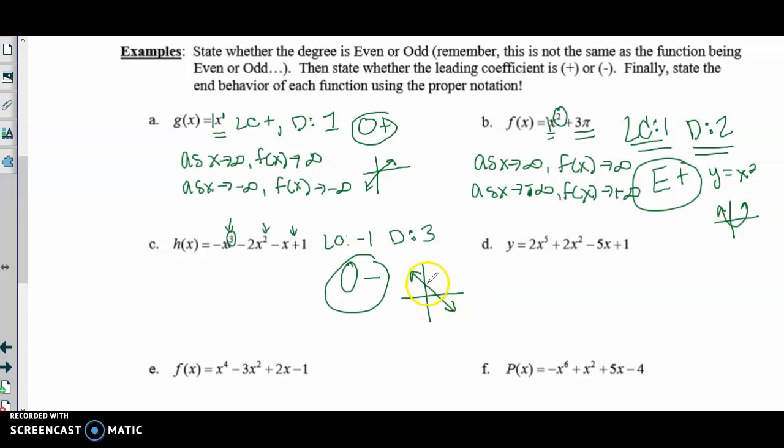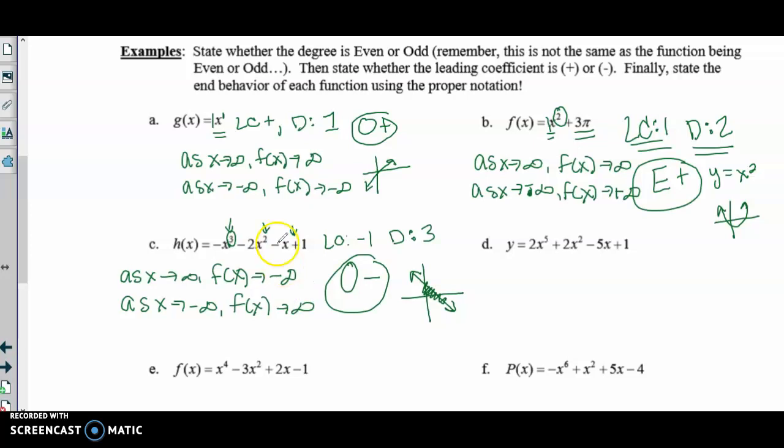Once again, could care less about the middle. It could be wacky in the middle. We could have all kinds of stuff going on here. We don't care. We just care about the ends. As x approaches infinity, on the right-hand side, your graph's going down, down, down. Your function is approaching negative infinity. On the left-hand side, as x approaches negative infinity, your function is going up, up, up. It's going towards positive infinity.